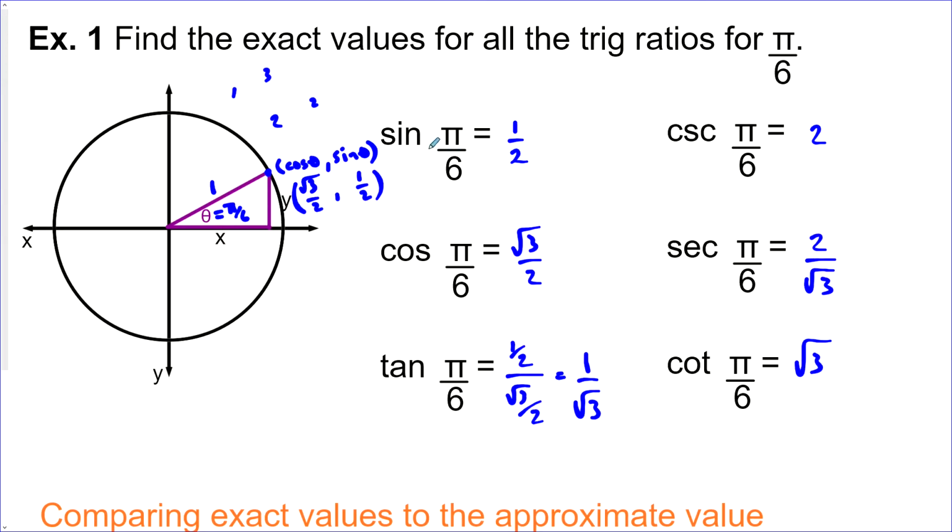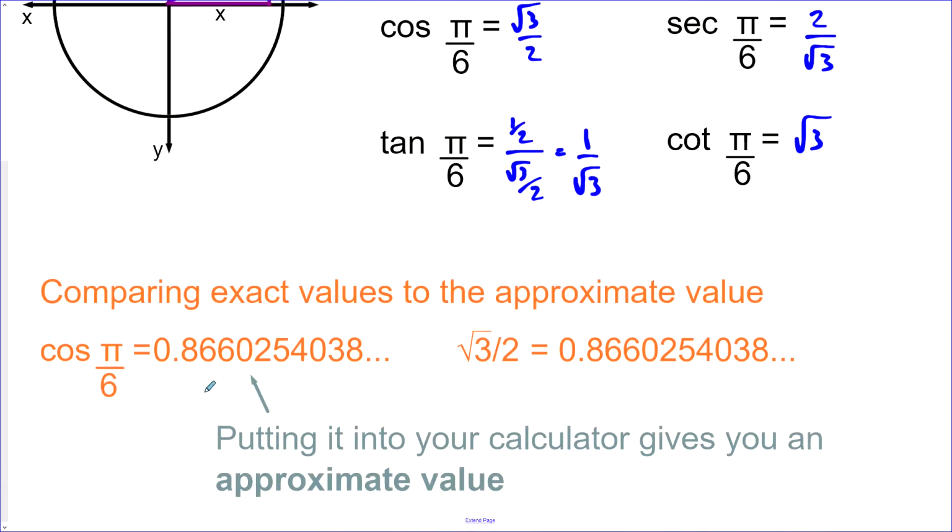Now sine pi over 6 is easy to get on the calculator. If you type it in, you'll just get 0.5 or 1/2. And most calculators don't have these functions because they are just the reciprocals of these. This one's a bit harder though. If we type cos pi over 6 in our calculator, we get this mess. But if we compare root 3 over 2 with it, we do see that they're the same.